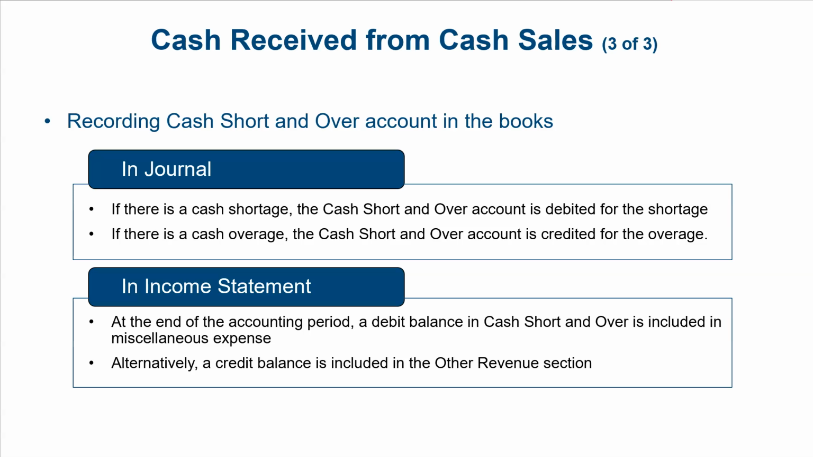On the income statement at the end of the accounting period, a debit balance in the cash short and over is included in miscellaneous expense. So that's where you're going to report that. And if you had a credit balance in it, then you're going to report that in the other revenue section.